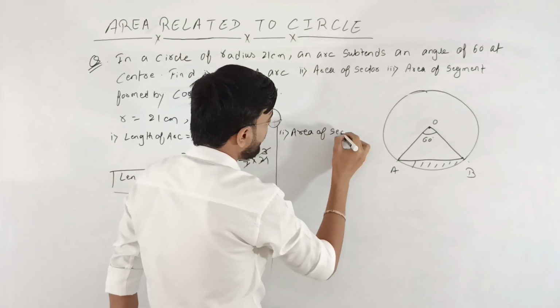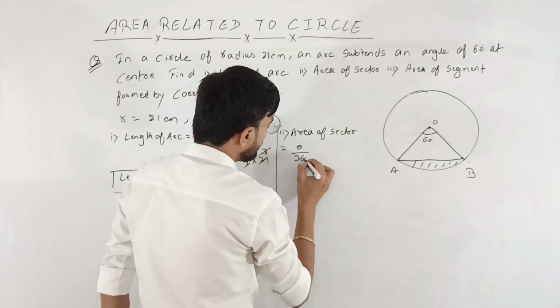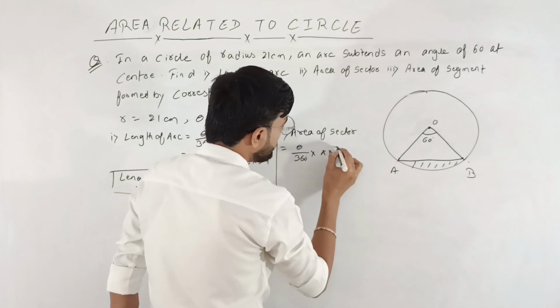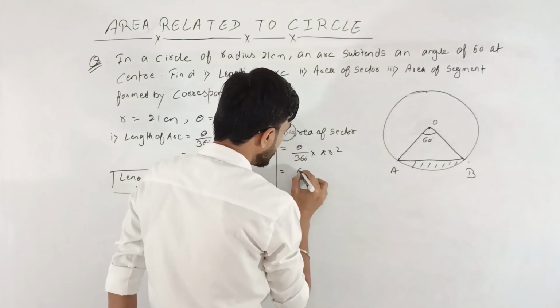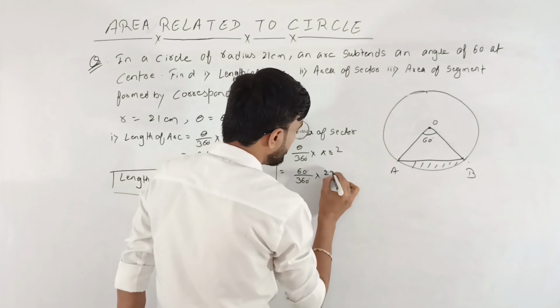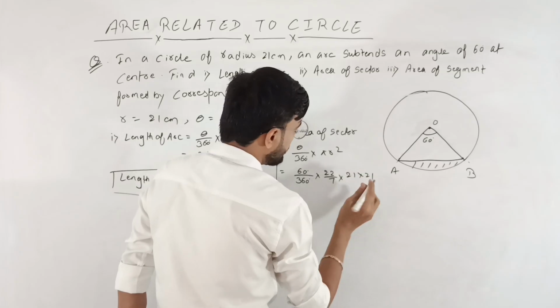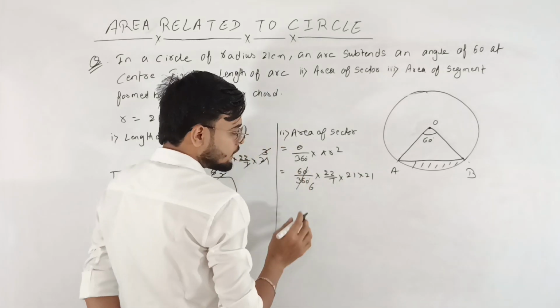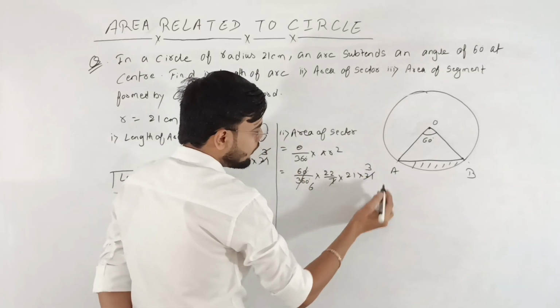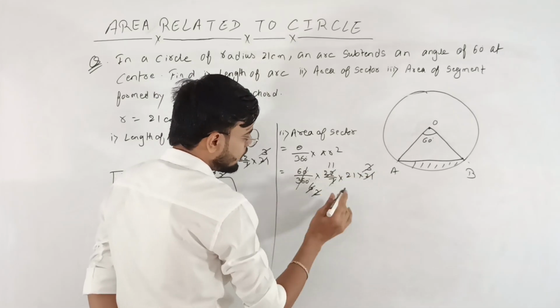Area of sector is equal to what? Theta upon 360 degree into pi r square. So from here, theta is 60 upon 360 degree into pi, which is 22 upon 7, into r square, which is 21 into 21. Now 6 6 is 36, 7 3 are 21, 3 2 are 6, and 2 into 11 is 22.